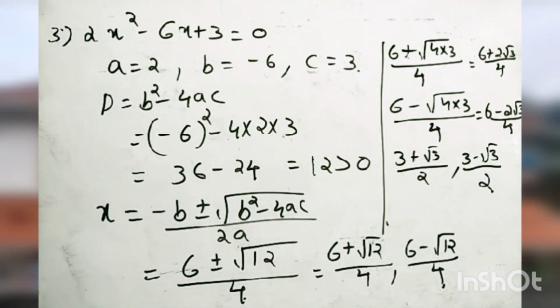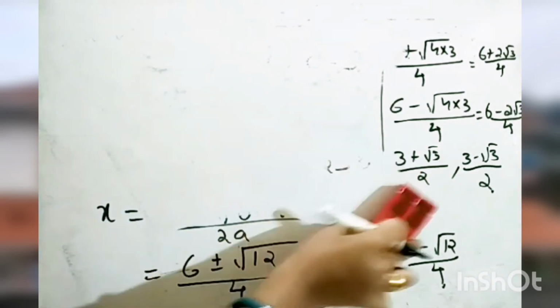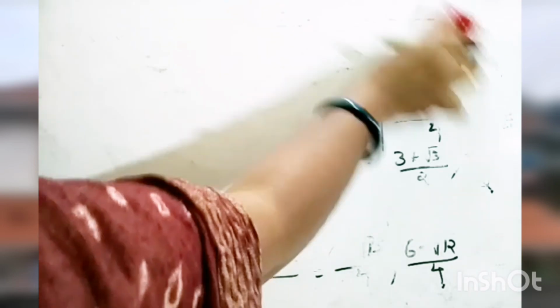Next one is: find the values of k for each of the following quadratic equations so that they have two equal real roots. We need to find the value of k, and it is given that the quadratic equation has two equal real roots. Two equal real roots means the discriminant equals 0.